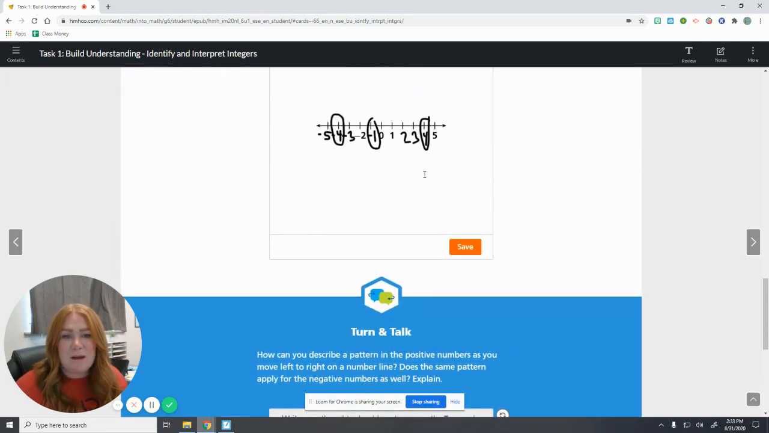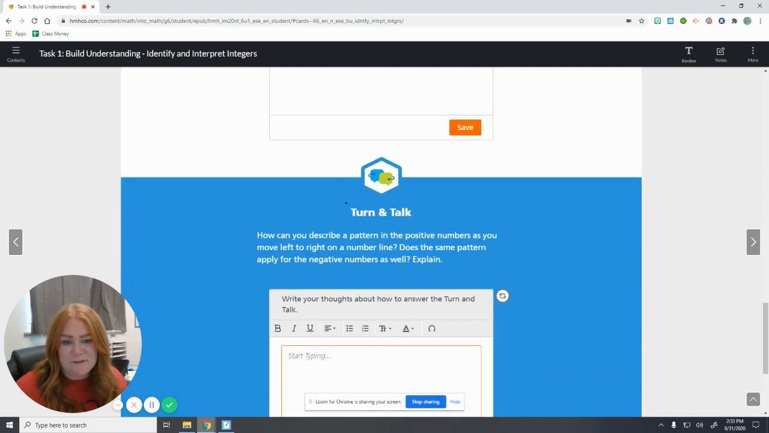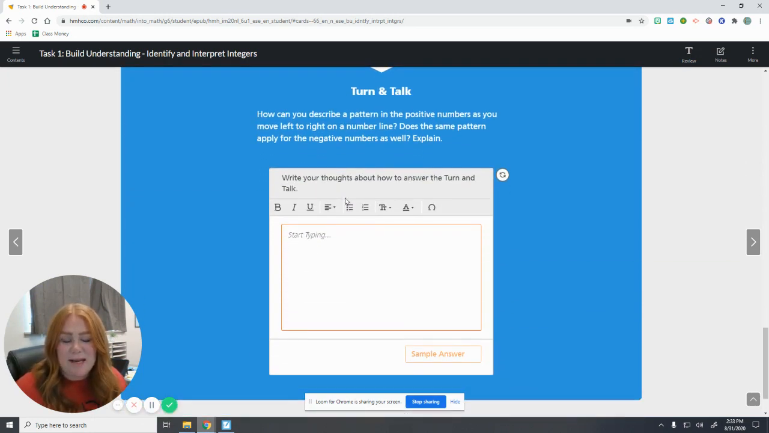So we're going to look at this number line, and you're going to describe any patterns you see as you move in the positive direction. And then look and see if that same pattern applies in that negative direction. So go ahead and we're going to pause the video and look for patterns on the positive side and see if the same pattern happens on that negative side.